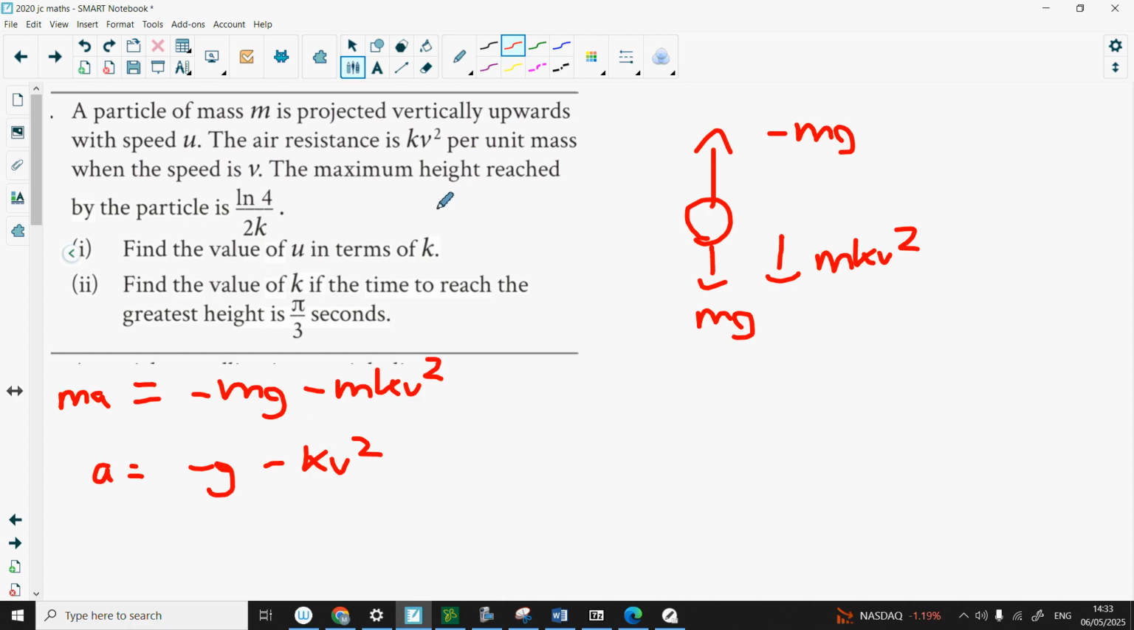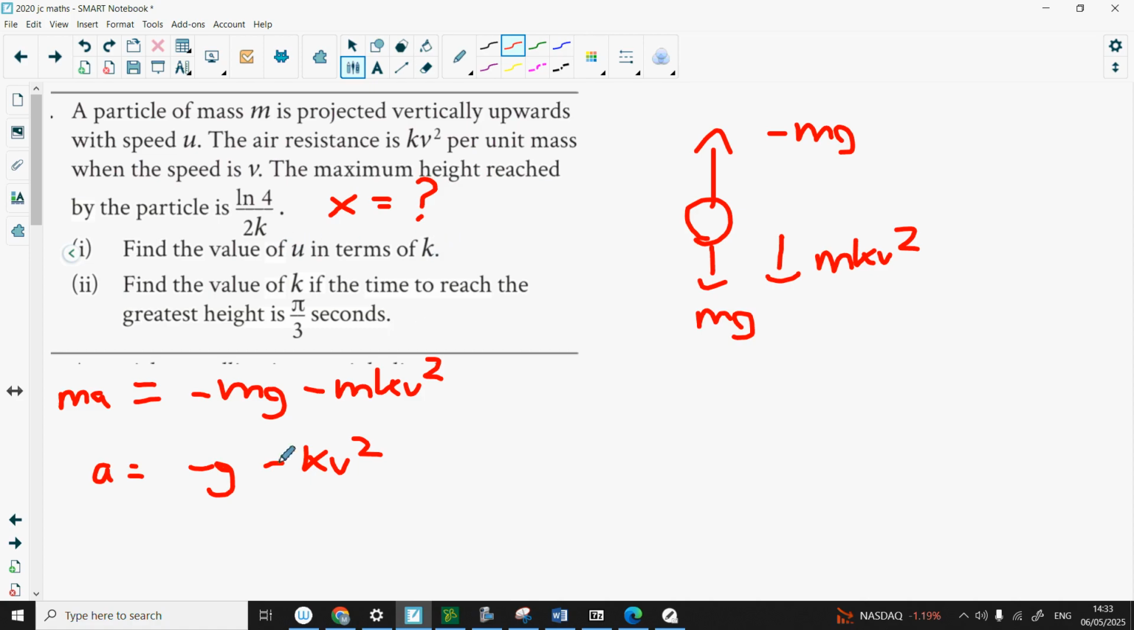Okay, now what does the one come? Once the maximum height is reached by the particle, the maximum height will be an x value, yeah? It gives us that, it's not looking for it, we can use it. And it wants the value of u in terms of k.